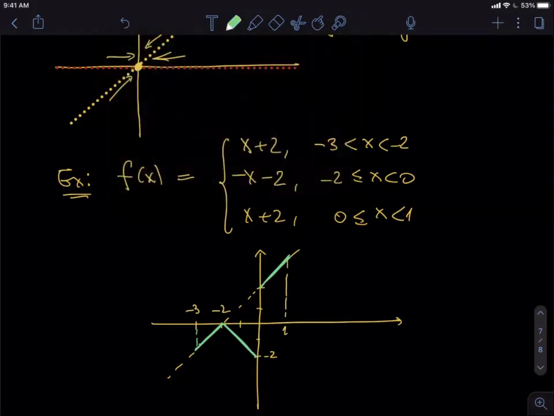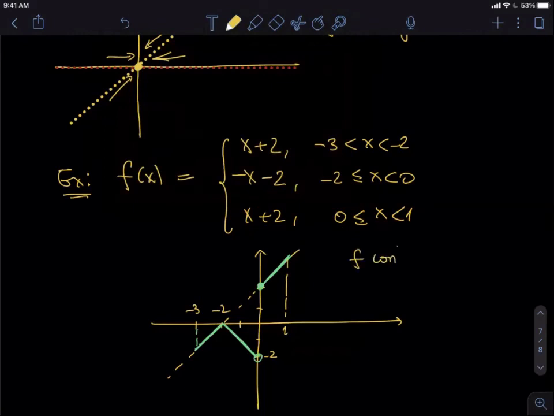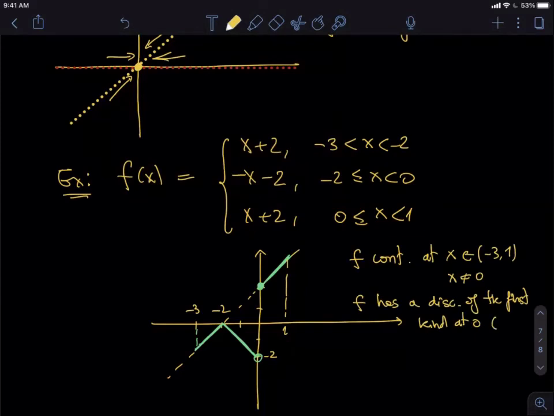And on the jump, we have that the value is 2. The value of the function is going to be 2, because the piece that matters is the last one. So here we have a discontinuity. f is continuous at x in -3, 1, x different from 0, and f has a discontinuity of the first kind at 0, and this is a jump discontinuity.